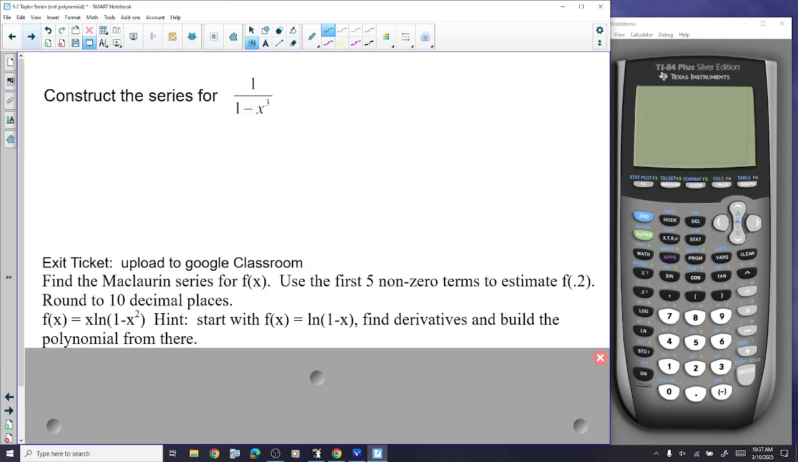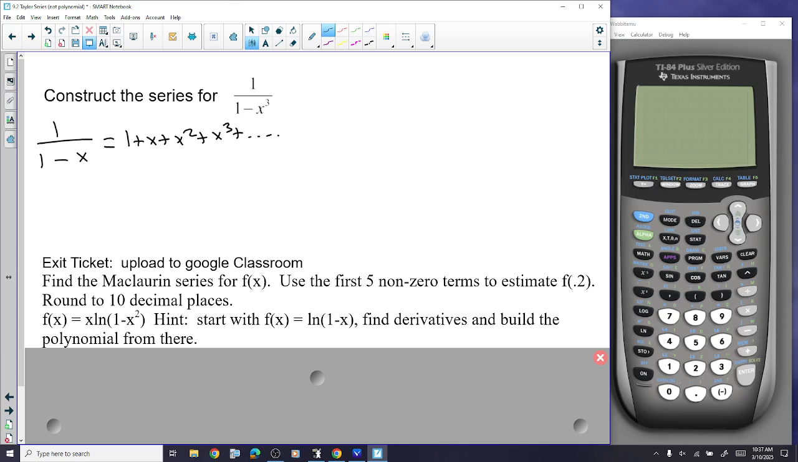Construct the series for 1 over 1 minus x to the 3rd. Well, there's a couple ways to do this. If we're going to tie it to what we're doing today, this is how I would tie it in. I'd start with 1 over 1 minus x. That's the power series, where a sub 1 is 1 and your r is x. So plus x, x squared, x to the 3rd, keep on going.